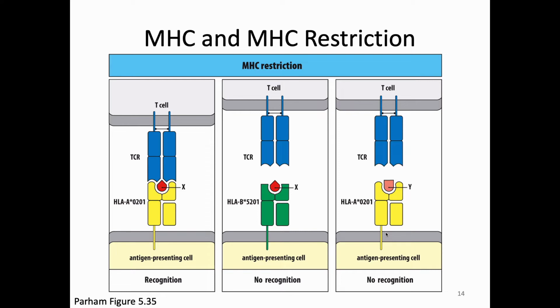T cells do not recognize nucleic acids, lipids, or carbohydrates because MHC cannot show, present is the term. MHC cannot present lipids, carbohydrates, or nucleic acids. MHC can only present peptides, and so T cells only recognize peptides. And that is different than antibodies, which can bind to any type of biological molecule.